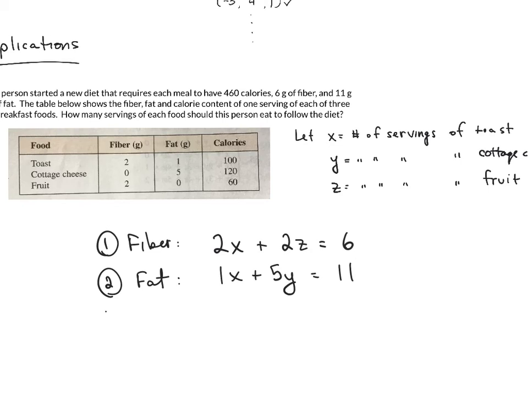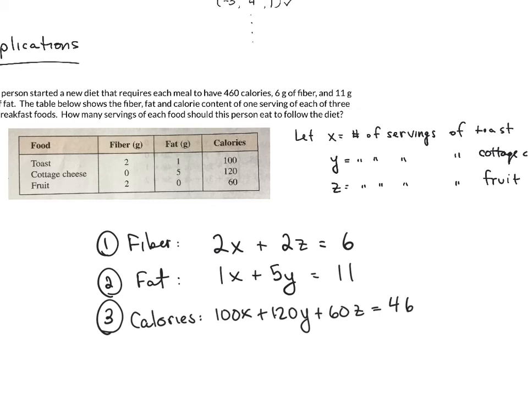Now equation 3 for calories, toast has 100 calories, cottage cheese has 120 calories, and fruit has 60 calories, and the needs for calorie for each meal is 460. So this would equal 460.